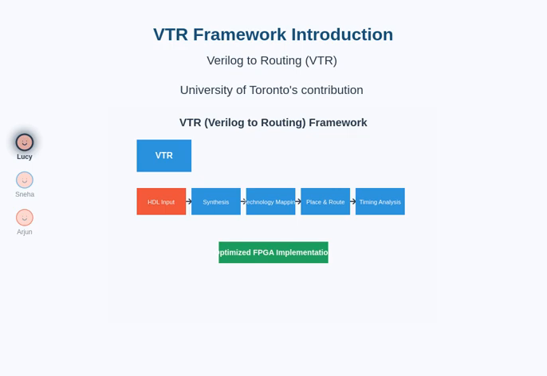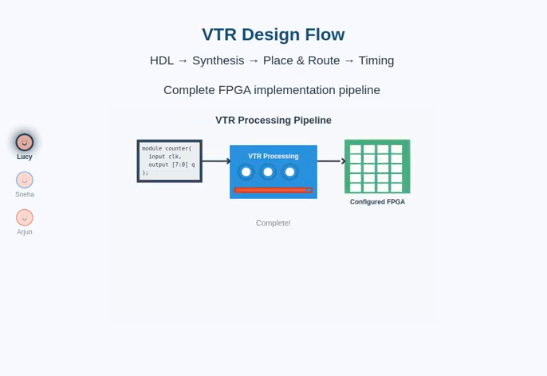Cornerstone is the VTR framework, Verilog to routing. Developed at University of Toronto, it transforms Verilog HDL code into optimized FPGA implementations through a complete toolchain. VTR handles the entire flow: front-end HDL processing, technology mapping, placement and routing algorithms, and timing analysis. Watch how it transforms your design step by step.